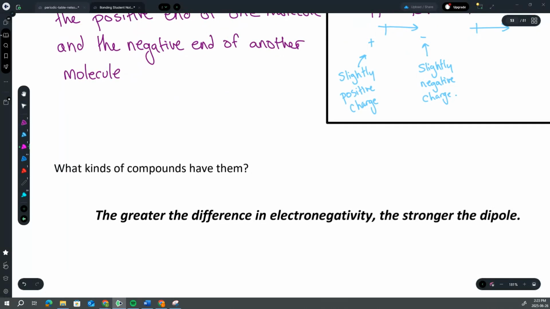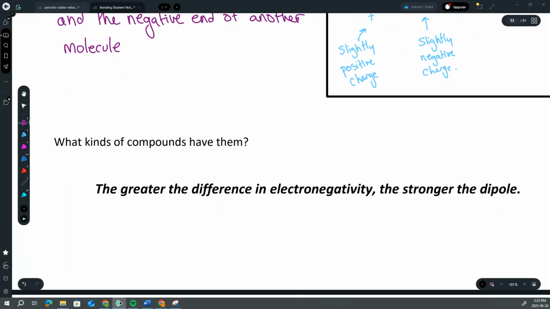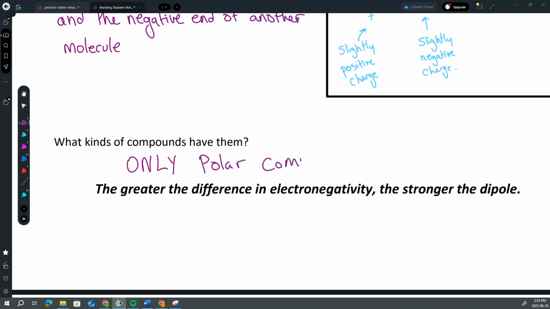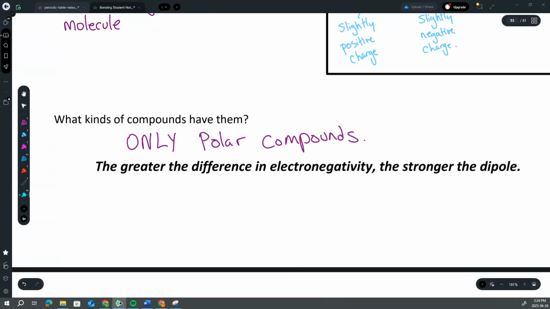Okay, so what kinds of compounds have dipole-dipole forces? That's only going to include polar compounds. Okay, so with London forces, any compounds have London forces. However, for dipole-dipole forces, only polar compounds are going to have dipole-dipole forces. And the greater the difference in electronegativity, the stronger the dipole.